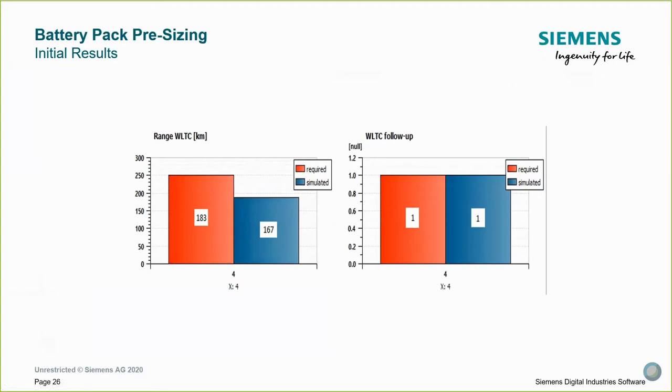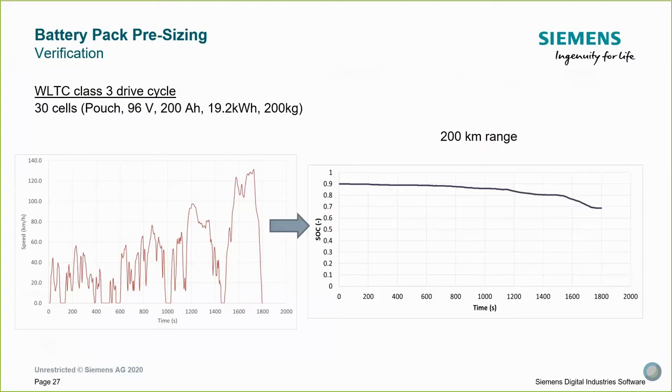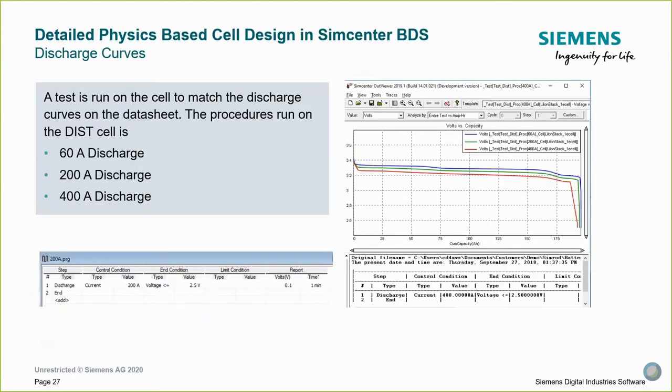Here's a case study for an air-cooled battery pack, where you can look at the initial design where I wanted to get 183 kilometers of range, but because of my undetailed model, I got around 167 kilometers. How can I improve on that? I could use the system level design, from designing for 183 kilometers of range to what my pack size should be. It needs to be 19.2 kilowatt hours for the sports vehicle, which has a T-shaped battery pack. That would then translate down to 200 amp hours of cell capacity.